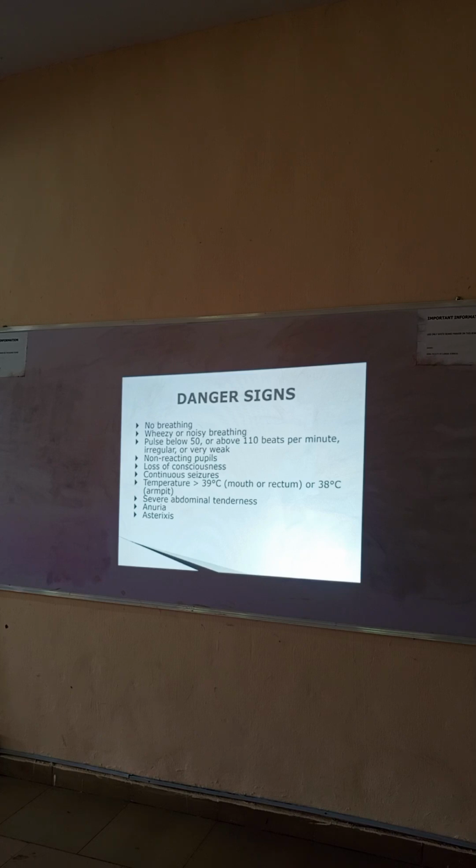That is, what are the things that when you see as a physician, you know that okay, it's a high risk patient. So when there is no breathing or there's wheezy or noisy breathing, or when the pulse rate is below 50 or above 110 beats per minute, when the pupils are non-reacting to light, or where there is loss of consciousness, when there are continuous seizures, or like I said earlier on, fever, temperature that is higher than 39 degrees Celsius, or severe abdominal tenderness, anuria. So anuria is low urine output as well, and hysteresis.